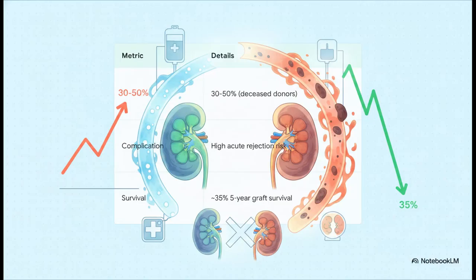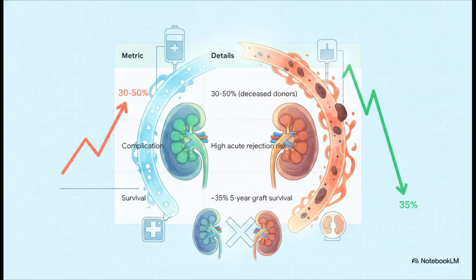And look, the statistics surrounding DGF are, quite frankly, sobering. We are looking at an incidence rate of 30 to 50% in deceased donor kidney recipients. And that's a number that is only rising as we increasingly and necessarily rely on extended criteria and donation after cardiac death organs. But the true danger?